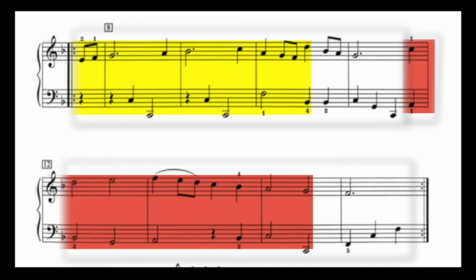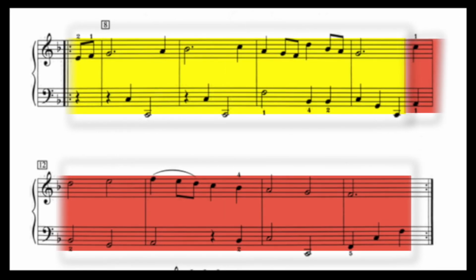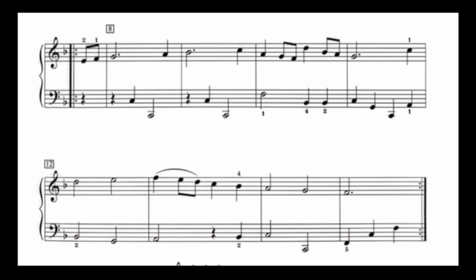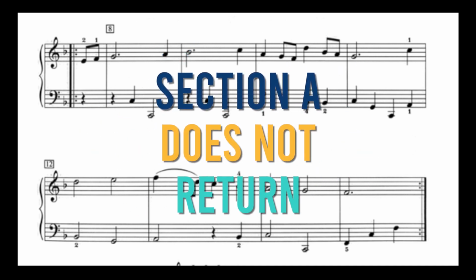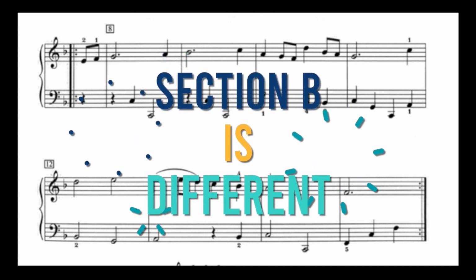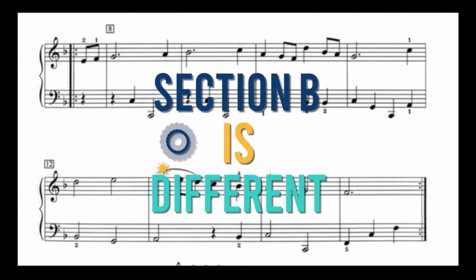Section B is usually a contrasting period and also contrasts with section A. That's its purpose. There may be similar rhythmic patterns or melodic patterns, but there will be no exact repetition of section A. This is how simple binary contrasts with the other 2 types of binary. Section B is completely different.